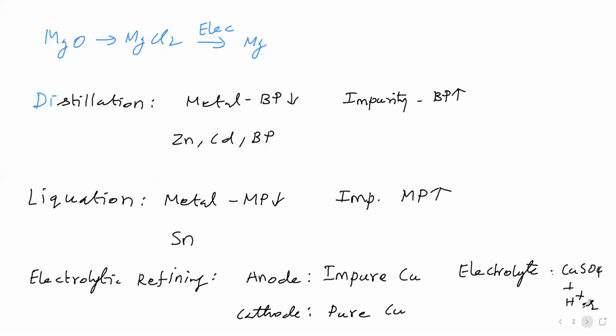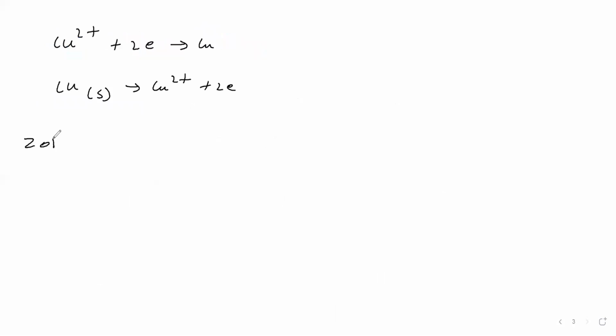The next method of purification is zone refining. Here is how we purify. In this method, the element we want to purify, we take in the form of a rod.